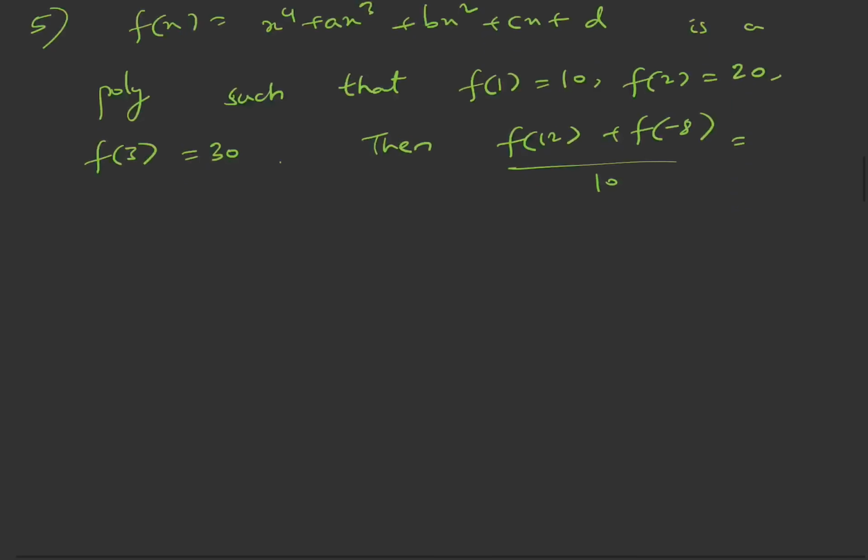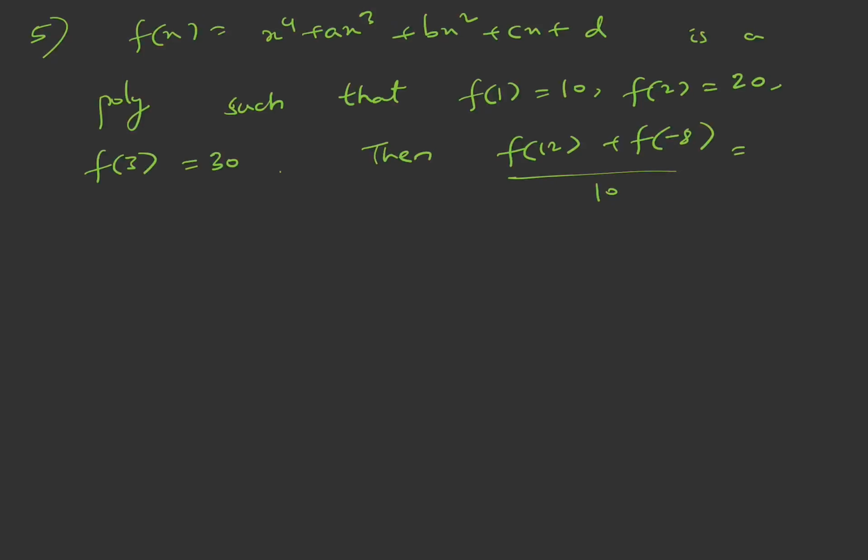Let us move to the next question. So in this question you were given that f(x) is x^4 + ax^3 + bx^2 + cx + d. So f(x) is a 4th degree polynomial and it is such that f(1) is equal to 10, f(2) is equal to 20 and f(3) is equal to 30. Now you need to find here the value of (f(12) + f(-8)) divided by 10.